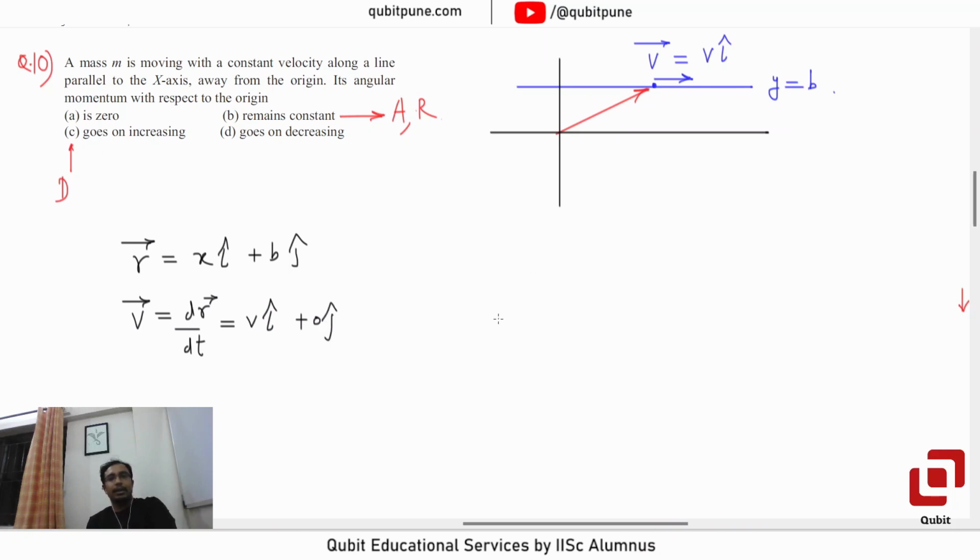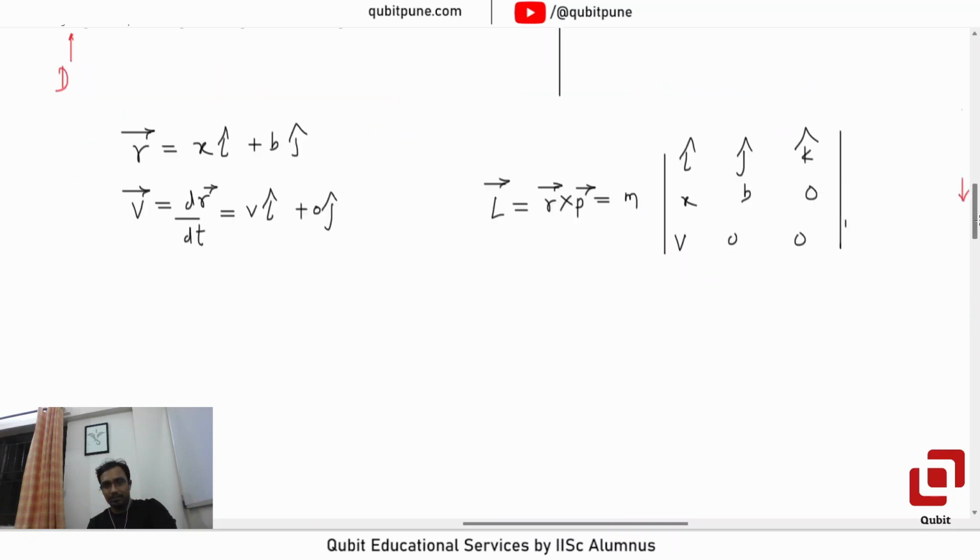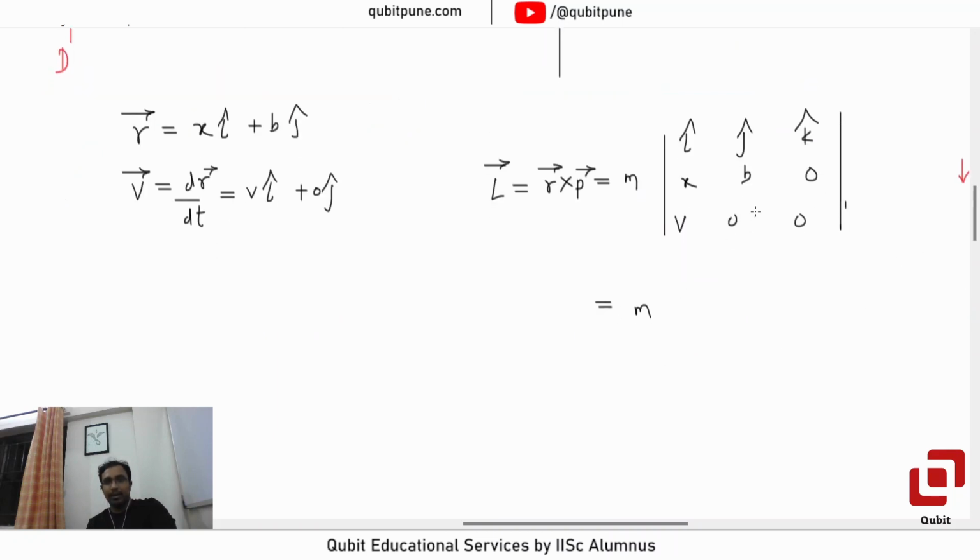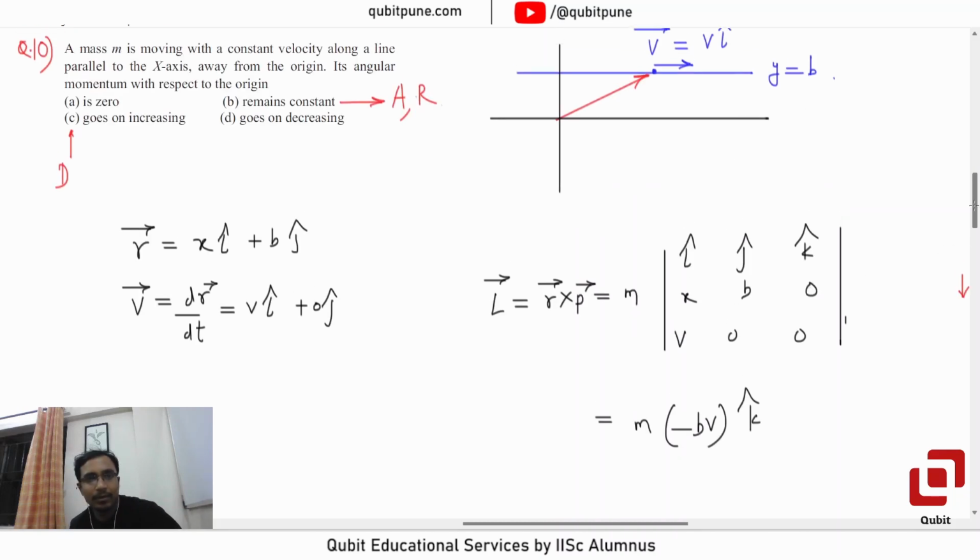Now let's calculate angular momentum, r bar cross p bar, or m times r bar cross v bar. With r bar as x, b, 0 and v bar as v, 0, 0, we get i into 0 minus j into 0, and k into negative b v. So it remains constant.